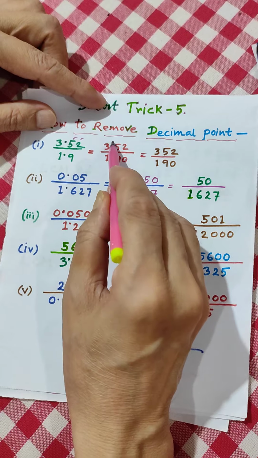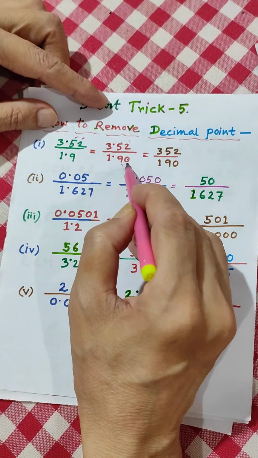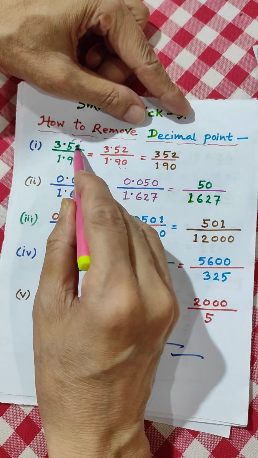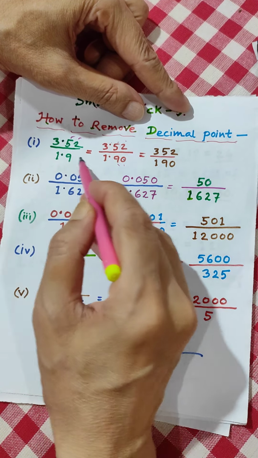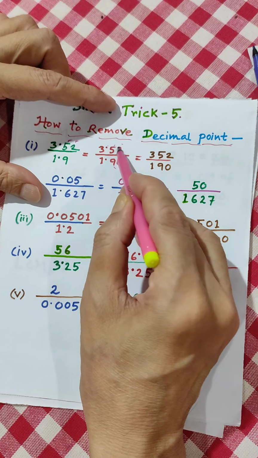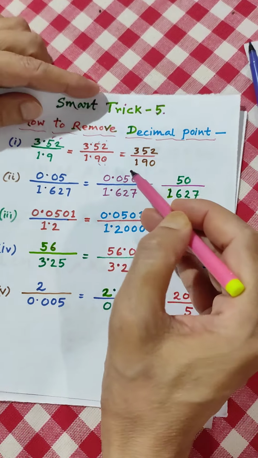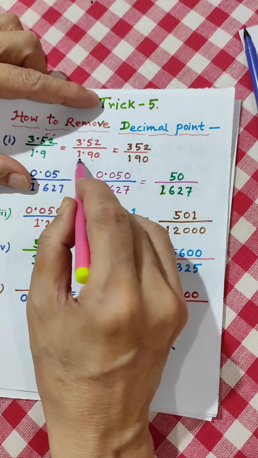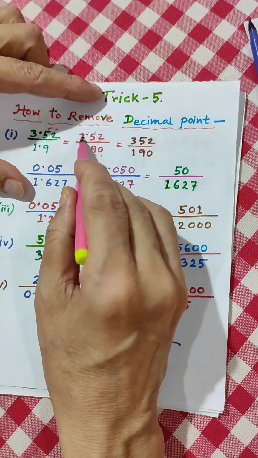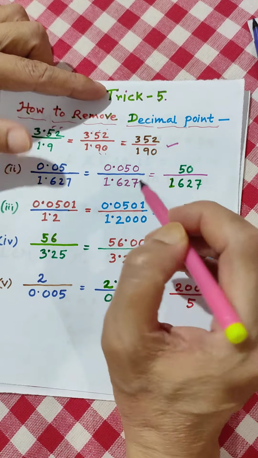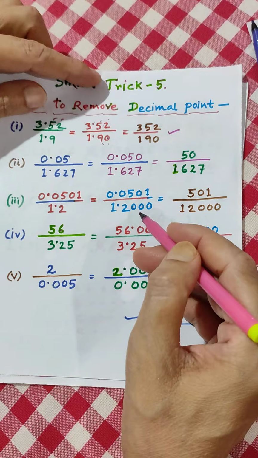Now you see 2 digits after the decimal and 2 digits after the decimal. Originally there was 1 digit here, so we made it 2 digits by putting a 0. Now both have the same number of digits after the decimal. Now simply remove the decimal. It becomes 352 and 190. So the whole thing becomes 352 by 190. So we have removed the decimal.